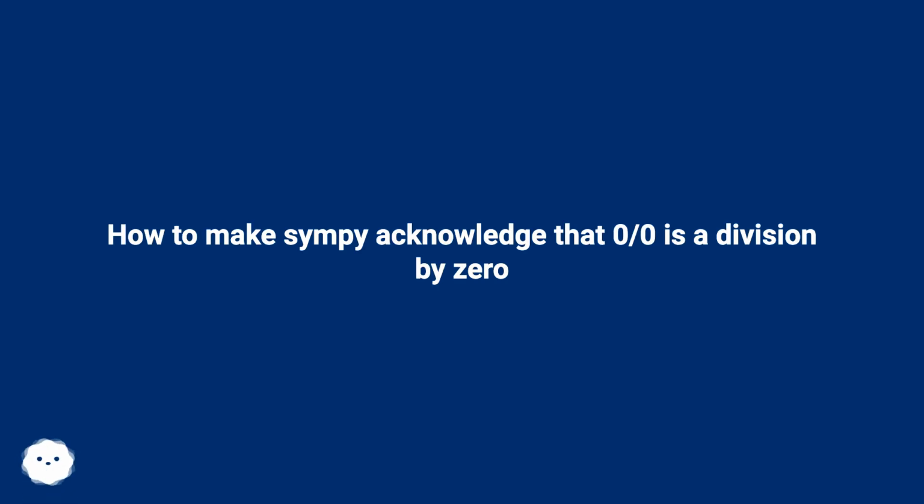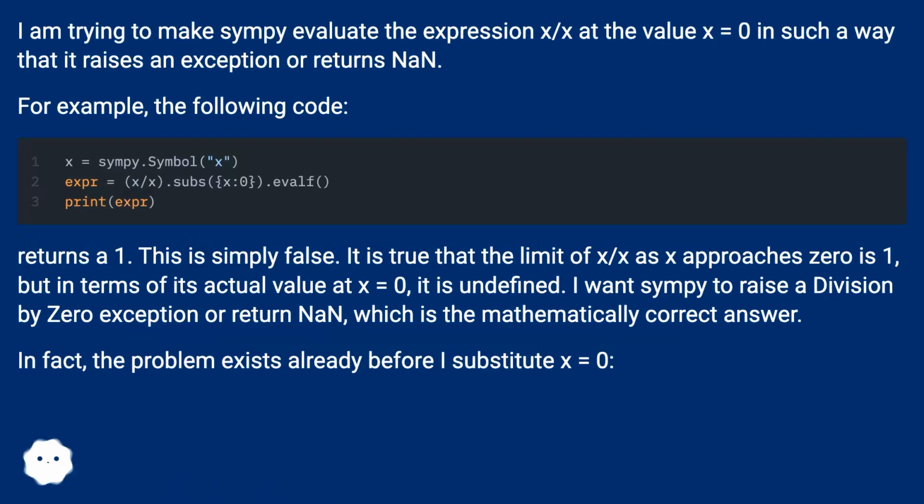How to make Sympy acknowledge that 0 divided by 0 is a division by 0. I am trying to make Sympy evaluate the expression x/x at the value x equals 0 in such a way that it raises an exception or returns nan. For example, the following code returns a 1. This is simply false.